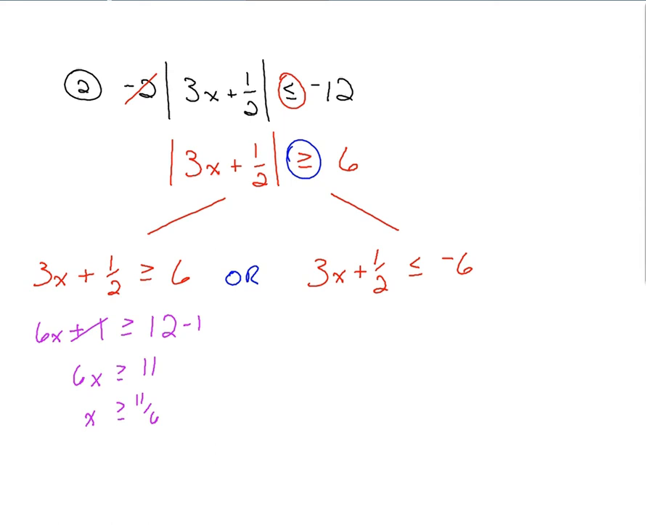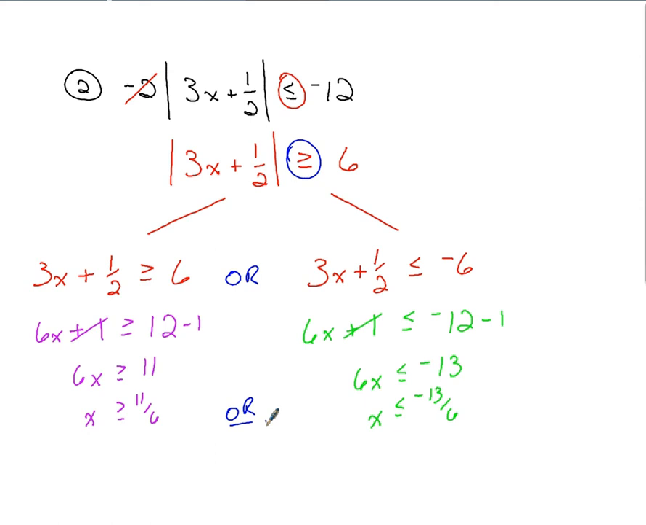We'll do the same thing over here as we solve this inequality. We're going to multiply everything by 2, so it's 6x plus 1 less than or equal to -12. Solving here, subtract 1 over. Got 6x less than or equal to -13. Divide by 6, x less than or equal to -13/6. So we have this answer or this answer here.